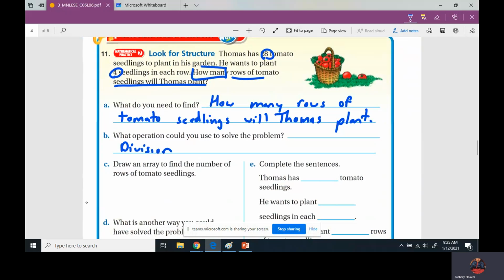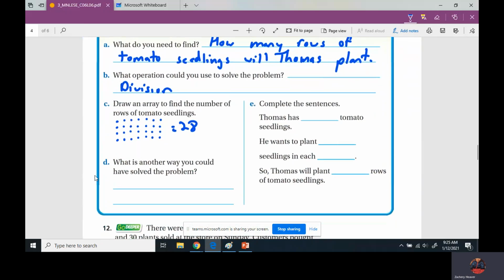So we know we have 4 rows, 1, 2, 3, 4, and we've got to count to 28. So 4, 5, 6, 7, 8, 9, 10, 11, 12, 13, 14, 15, 16, 17, 18, 19, 20, 21, 22, 23, 24, 25, 26, 27, 28. So we have it equal 28.